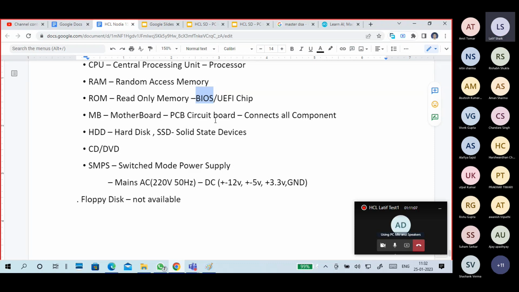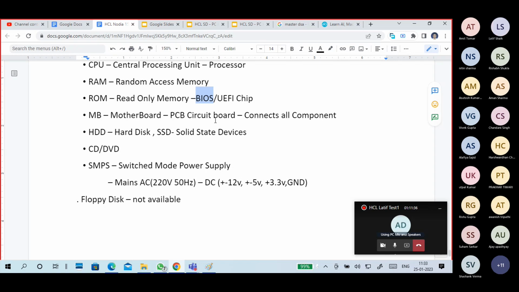Now in the new version of computers, instead of BIOS, we are using UEFI. It is a new version of BIOS. The firmware we call BIOS, the Basic Input Output System. The new version of BIOS is UEFI, Unified Extensible Firmware Interface. So any recent laptops and desktops are all UEFI based only.